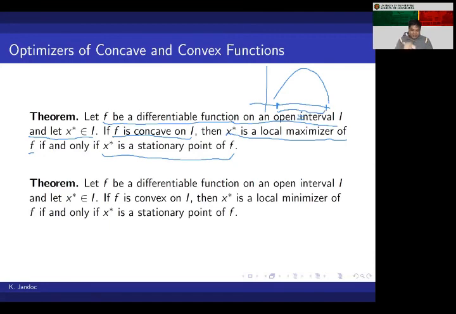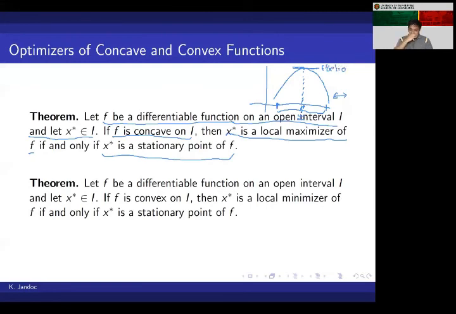Open interval, so you don't include the endpoints. So this is a concave function. Okay, so let's get a particular point x star here. This theorem says that x star is a local maximizer of f if and only if x star is a stationary point. So what is a stationary point? Well, it's the point where the slope of the tangent line is horizontal. Okay? So this is where f prime x star is equal to 0.